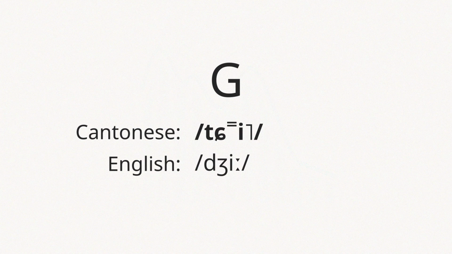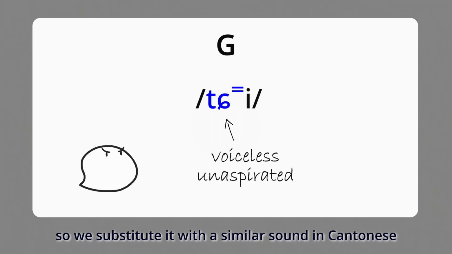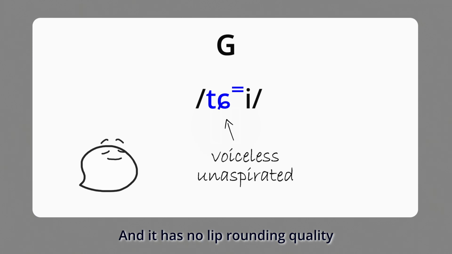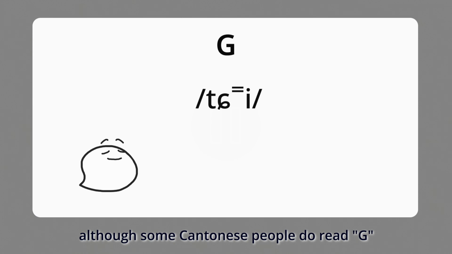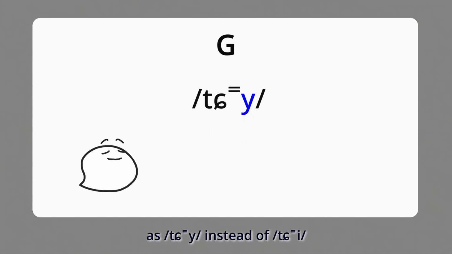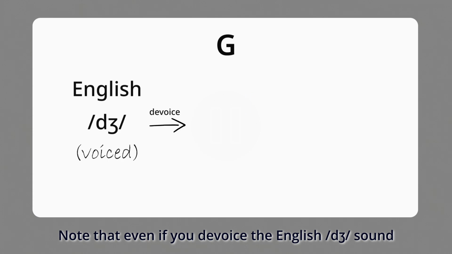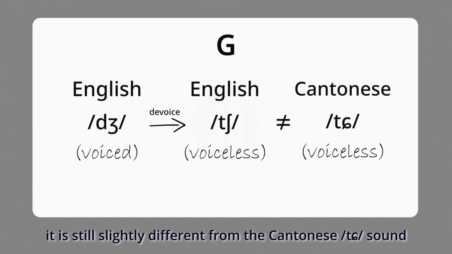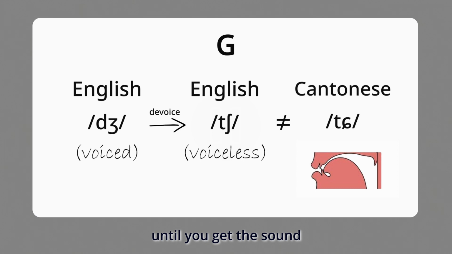G. We don't have the j sound in Cantonese, so we substitute it with a similar sound in Cantonese. Again, it's a voiceless unaspirated consonant, and it has no lip rounding quality like the English j sound. Although some Cantonese people do read G with a rounded sound to create the lip rounding effect. Note that even if you devoice the English j sound, it is still slightly different from the Cantonese j sound. If you want to nail the sound, you can try with different tongue positions until you get the sound.